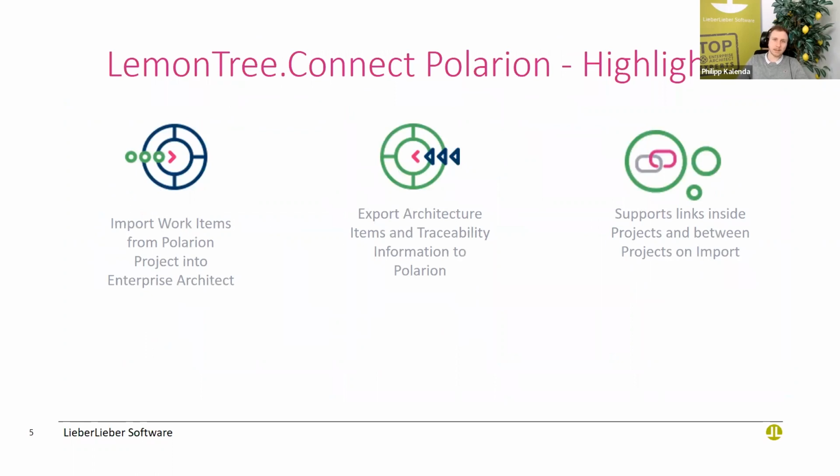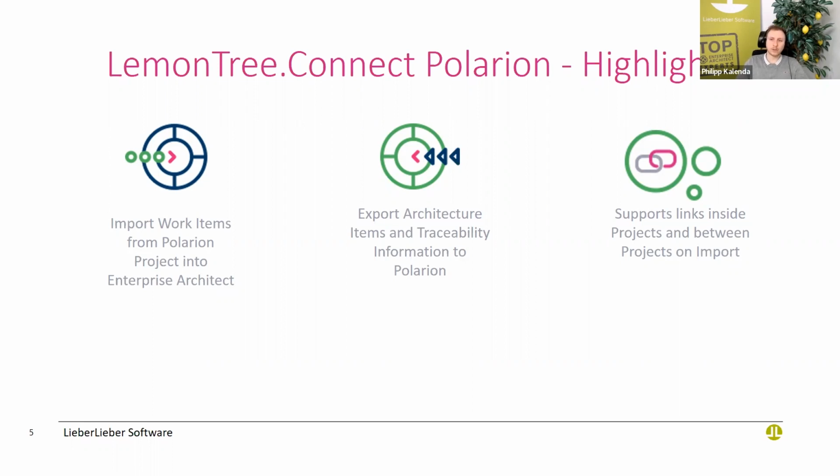What are the highlights of our integration? So we can import work items from Polarion into the Enterprise Architect project. Here it's called work items because this is quite flexible. So it's not only reduced to requirements, that's only a matter of configuration and mapping. We can also export architecture items and their traceability information to Polarion. So this is also not reduced to a specific type of element. You can map any element that is existing in the Enterprise Architect repository. You can also use different kind of links to express the traceability. So this is also just a matter of configuration and mapping.